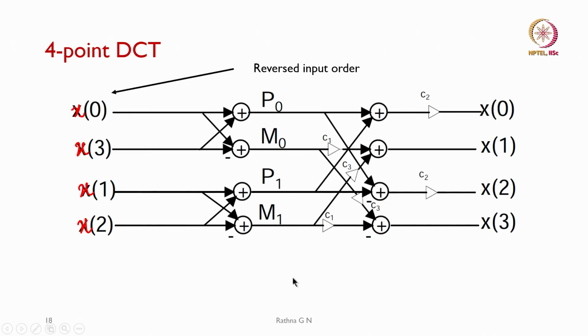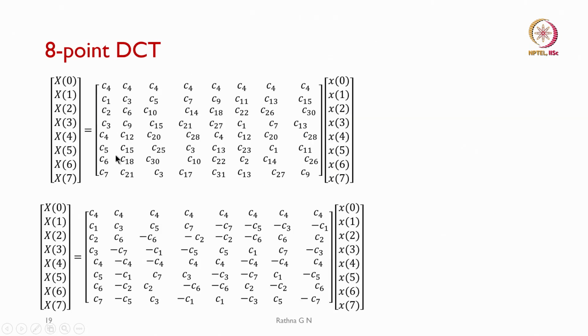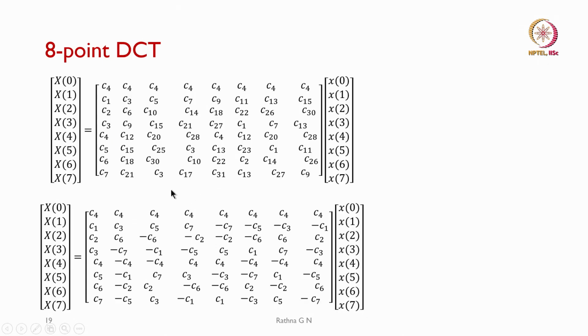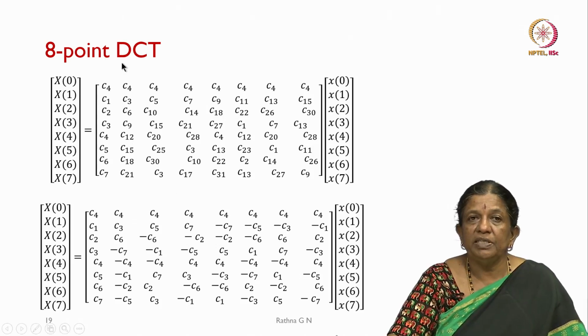So, in the intermediate stage you will be seeing P0, M0, P1, M1, and these are the outputs you will be seeing. They are in order x0, x1, x2, x3, and the input has got reversed in this case. So, now extending the same thing from 4-point to 8-point, how we did with respect to DFT, we will do it for 8-point DCT.